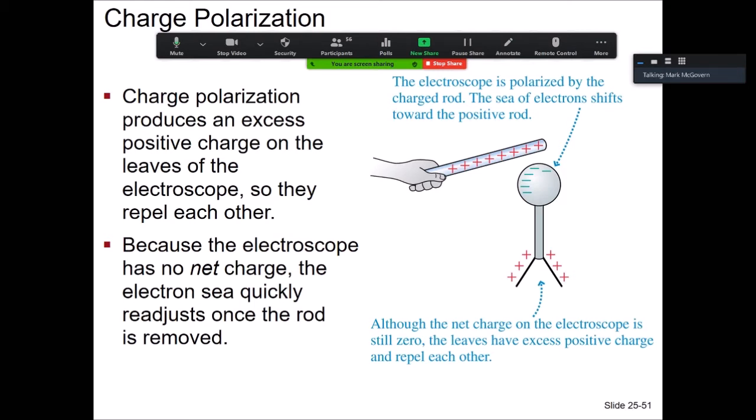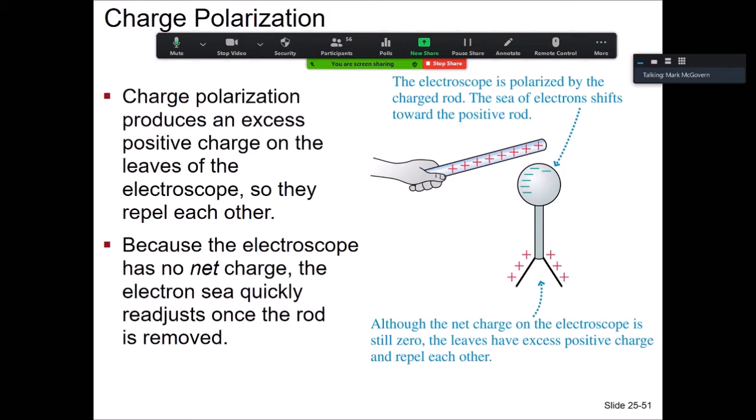All right, anyway. The negative charge builds up on the top, and then, of course, positive charge builds up on the bottom, but because the leaves are free to move, they experience a repulsion between them, which gives you an indication of a few things. It's a way to qualitatively determine how much charge is on the rod there.